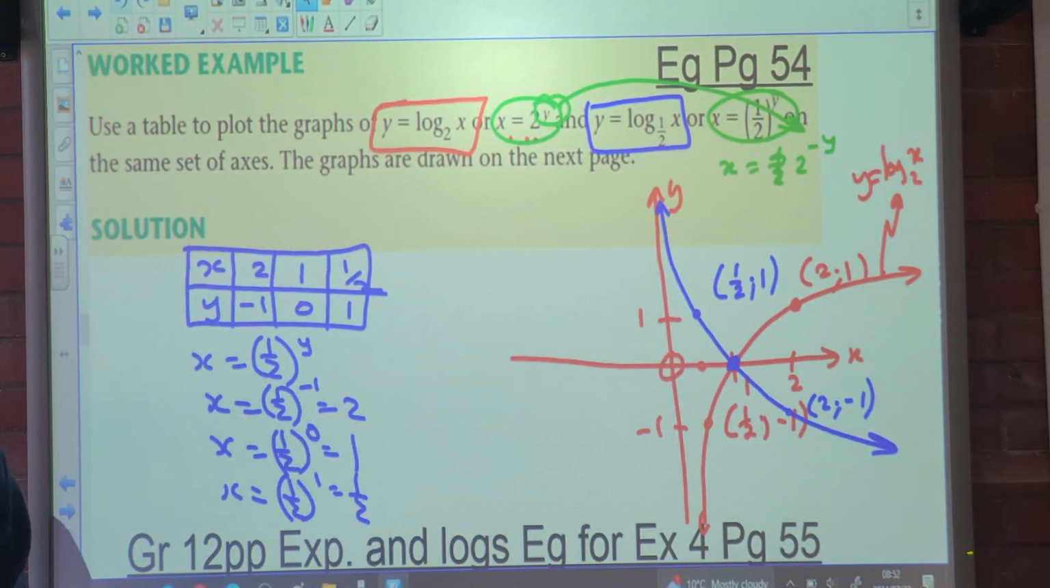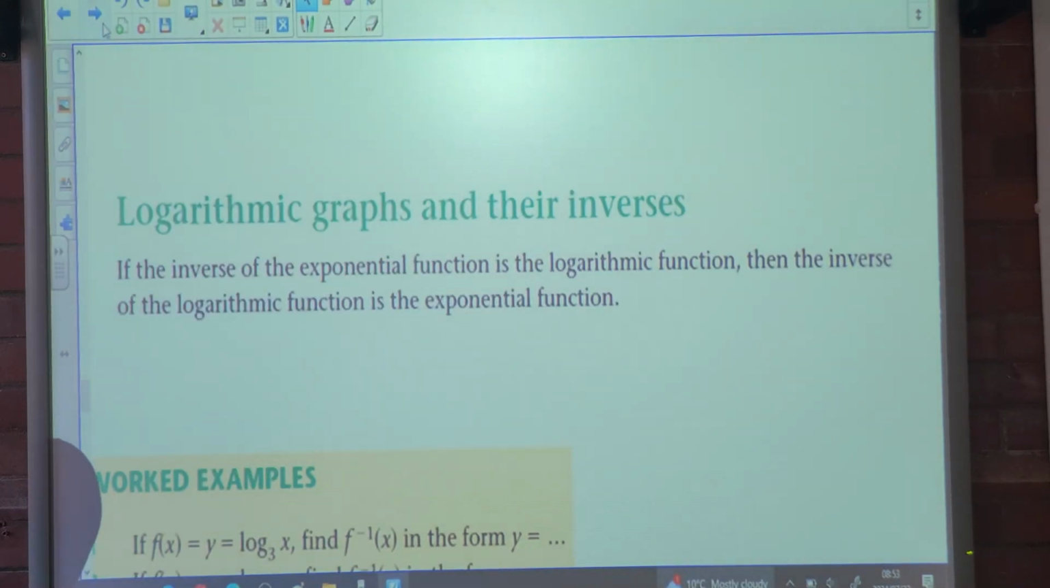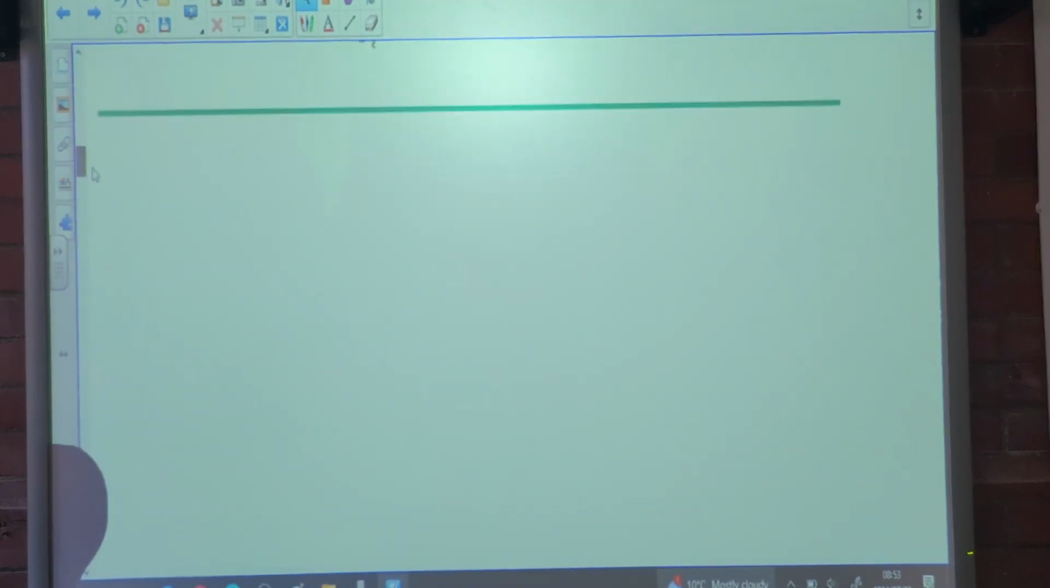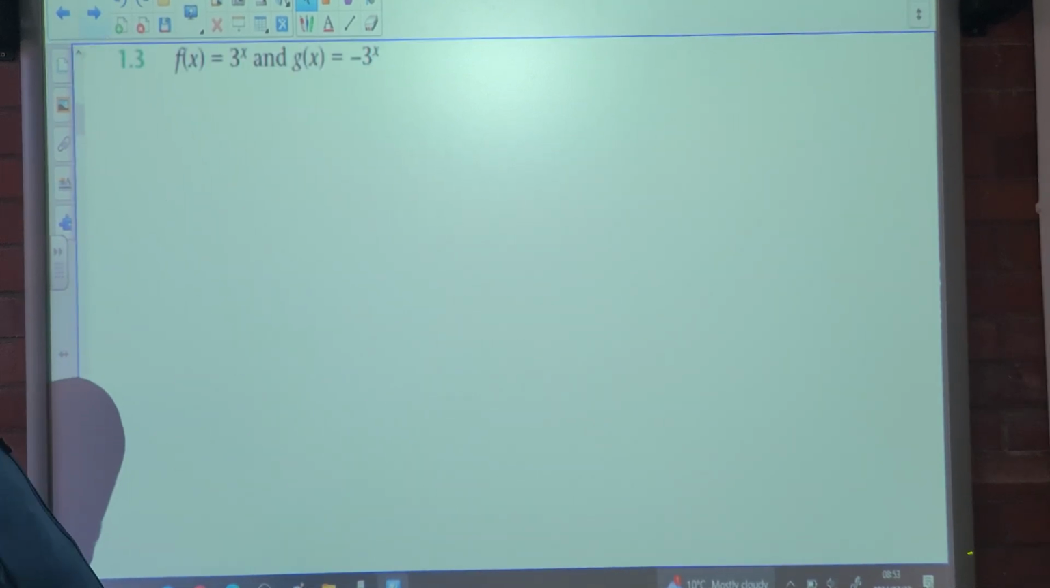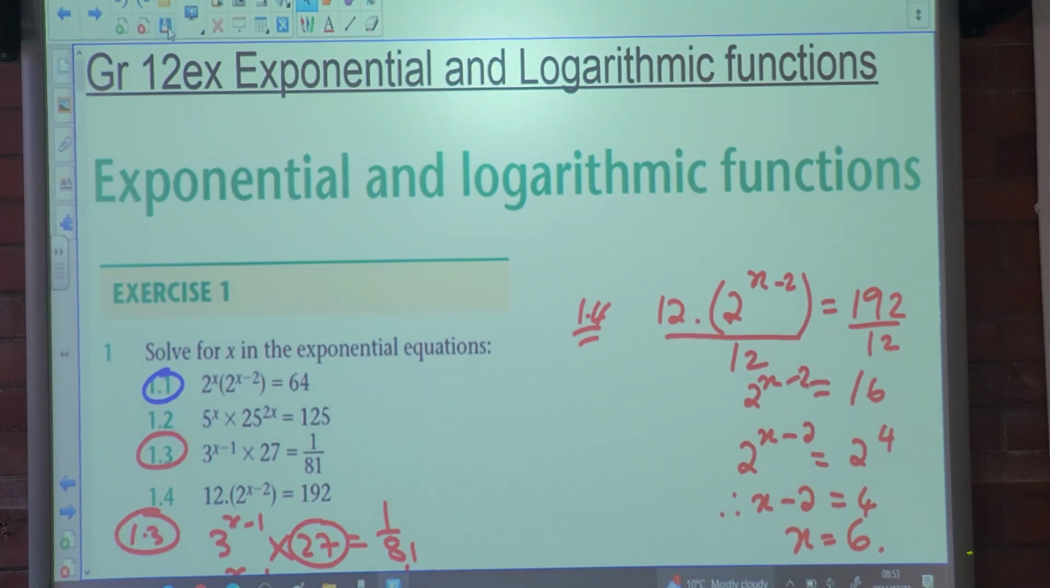Okay, so this is on page 55. With that, you should be able to do exercise 4. In exercise 4, let me just check what I've highlighted here. Exercise 4 is 1.1, 1.3 and 1.5. Okay. So that's your homework for tomorrow. Then you'll move to the next lesson.